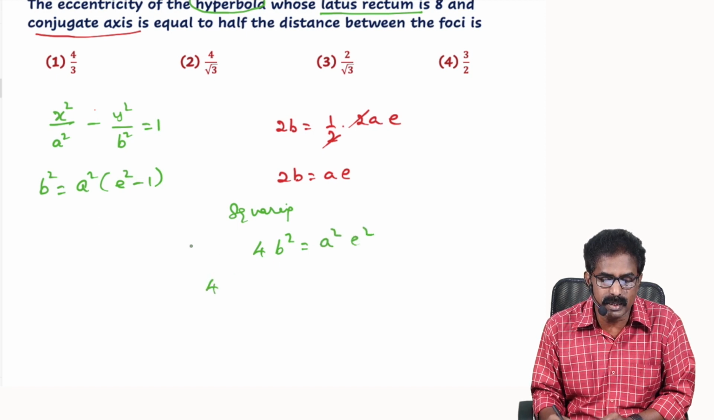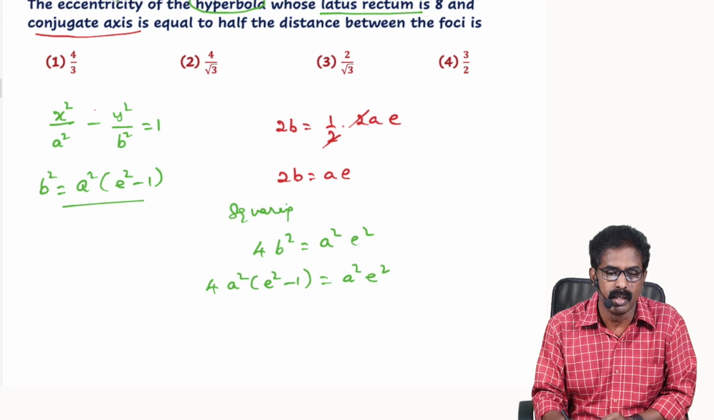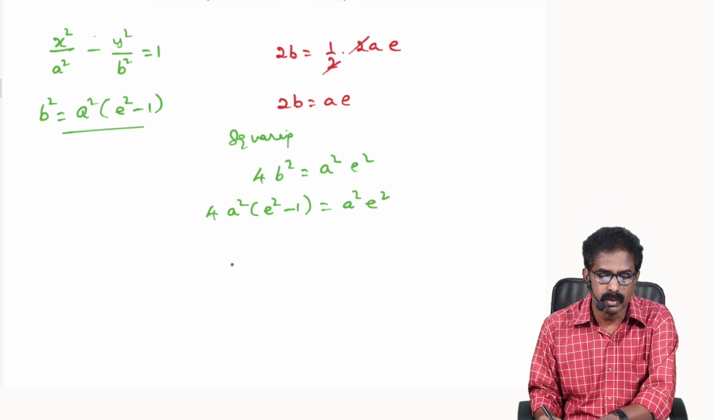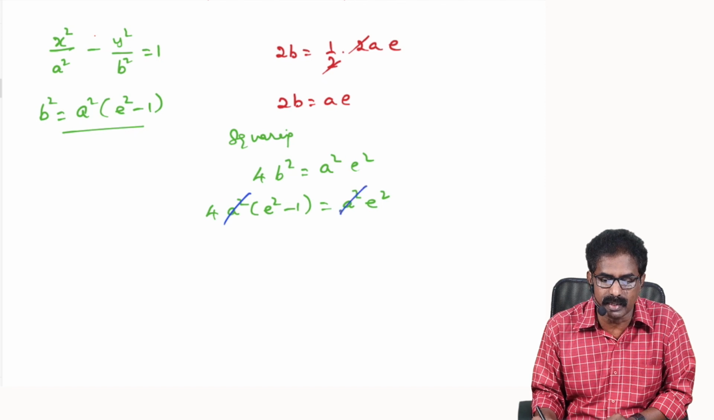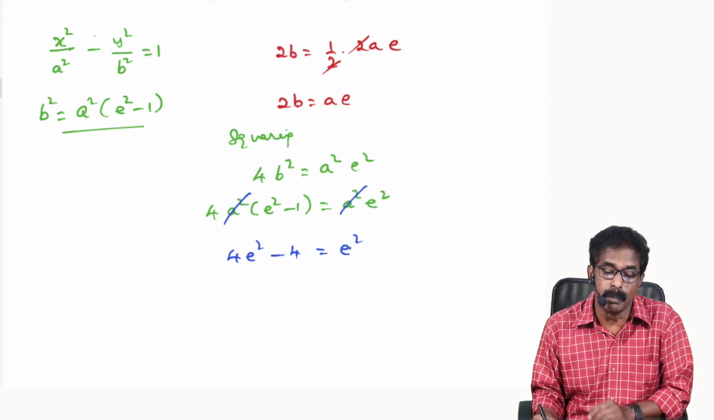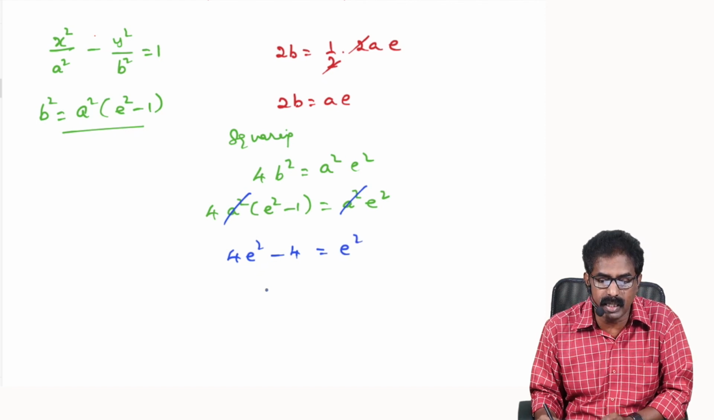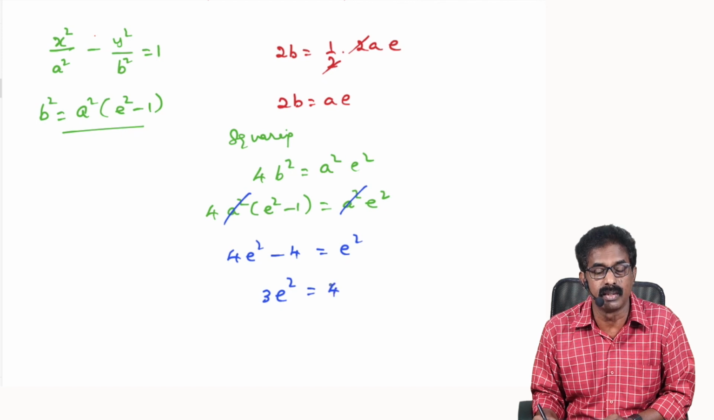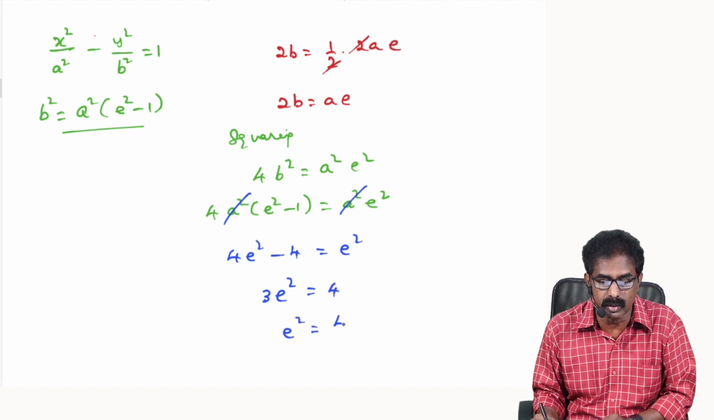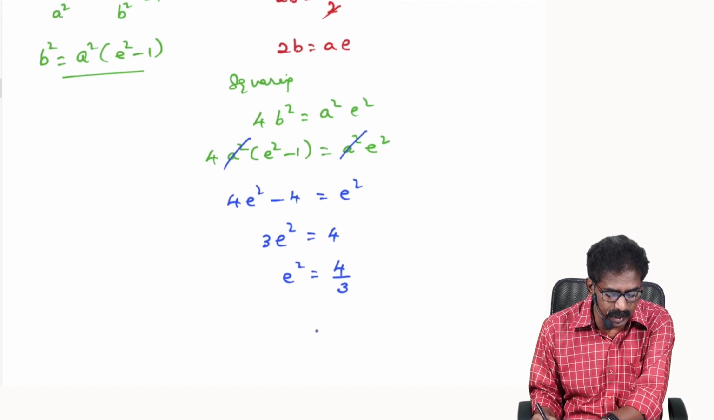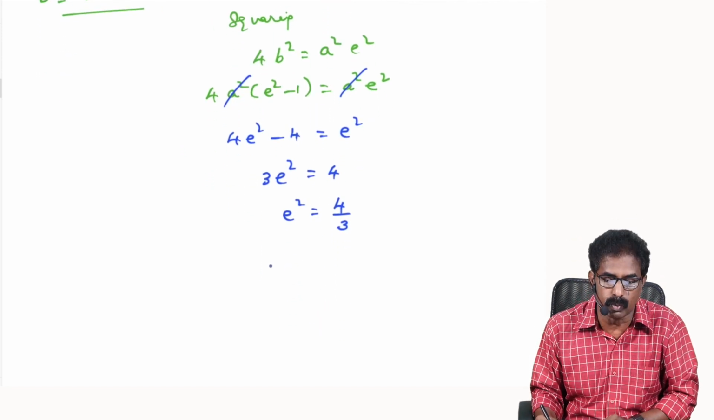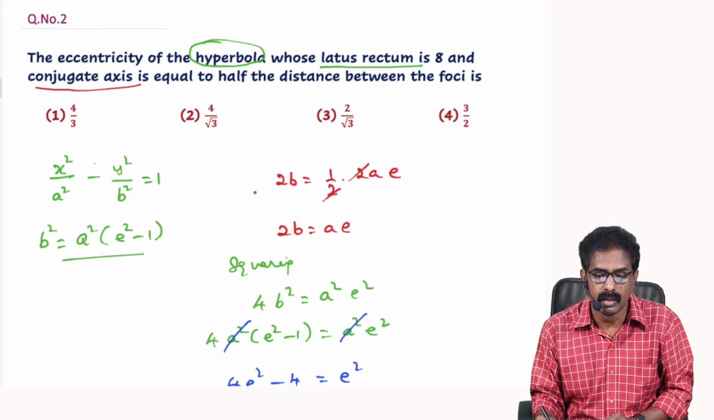So that is 4 into b square, that is a formula, right? B square can be written as a square into e square minus 1 equal to a square e square. Multiply term by term. So before that, a square get cancelled, right? So multiply by 4, 4e square minus 4 equal to e square. Bring that e square to the left side. So what you are getting? 3e square equal to 4. So e square is equal to what? 4 by 3. This is e square value. So you can say e equal to, what is e value here? 2 by root 3. See? 2 by root 3.